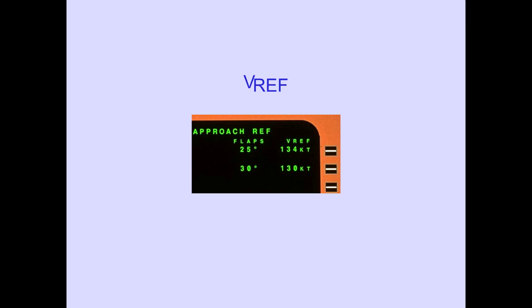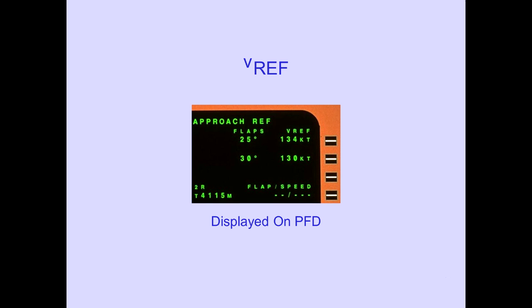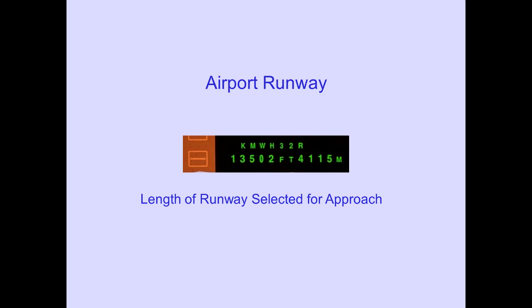VREF speeds are computed for landing flaps 25 and 30. The flap setting and VREF speed for landing are entered on the flap speed line. The VREF speed entered on the flap speed line is displayed on the PFD. PFD displays are covered in the PFD module. Airport runway line displays the length of the runway selected for the approach in feet and meters.